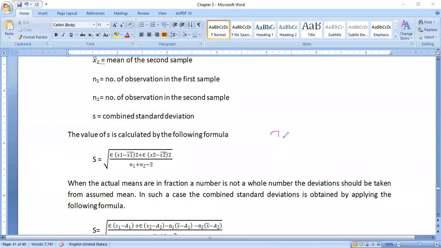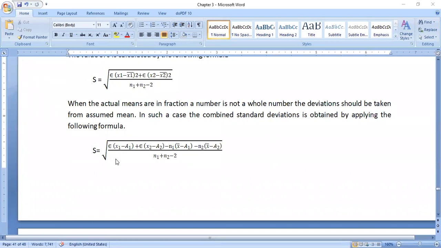For example, 2.2, 3.2. Suppose while calculating x bar 1 or x bar 2 you get these types of answers, then what do we have to do? We need to follow the assumed mean method. So the s value will be like this: in the place of x bar 1 we write A1, the assumed mean value, and in the place of x bar 2 we write A2, the assumed mean value. In this way we need to calculate.